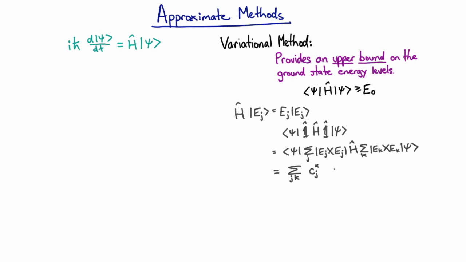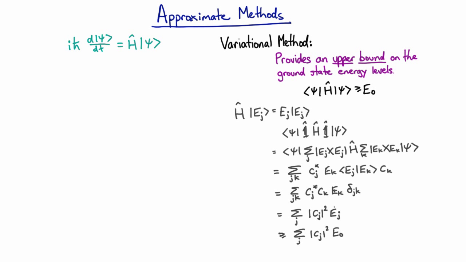H acting on this is going to give us out an Ek, and this is going to give us a Ck. So this is the definition of Ck, and so that's Cj star. Now the inner product between two orthonormal states is the delta function, which means we can get rid of one of these sums, and so it's just the weighted sum of the energies, as we'd expect, weighted by the probability of having that energy in that state. And of course this is greater than or equal to E0, because E0 is by definition the lowest of those, and the sum of all the probabilities is equal to 1. And so we've trivially proved that this expectation value is greater than or equal to the ground state energy.